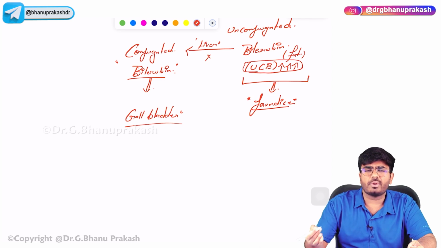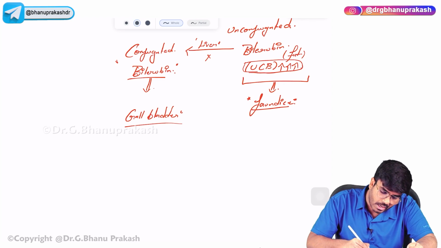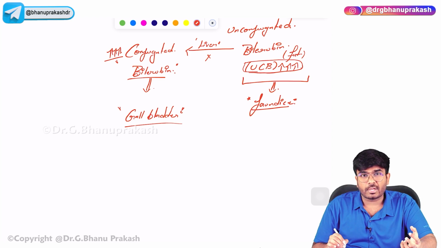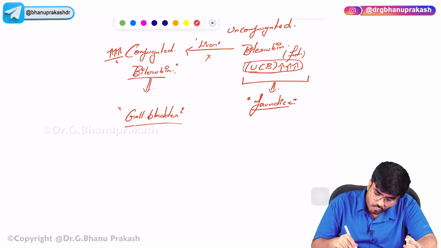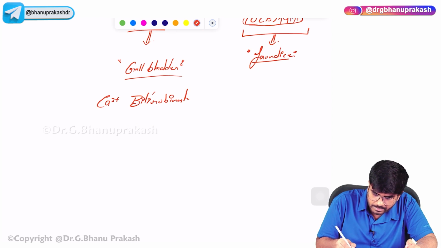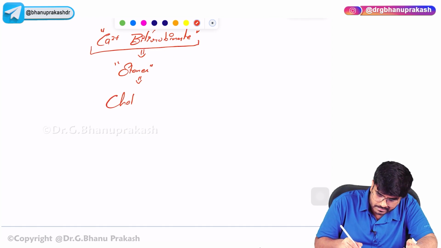Even normal conjugated bilirubin will go to the gallbladder and get secreted in the bile. But in this condition, lots and lots of conjugated bilirubin is there. This conjugated bilirubin in the gallbladder is going to precipitate and bind with the calcium ions, forming calcium bilirubinate. And this calcium bilirubinate is the one which forms the stones. So the patient is going to have gallbladder stones, cholelithiasis.